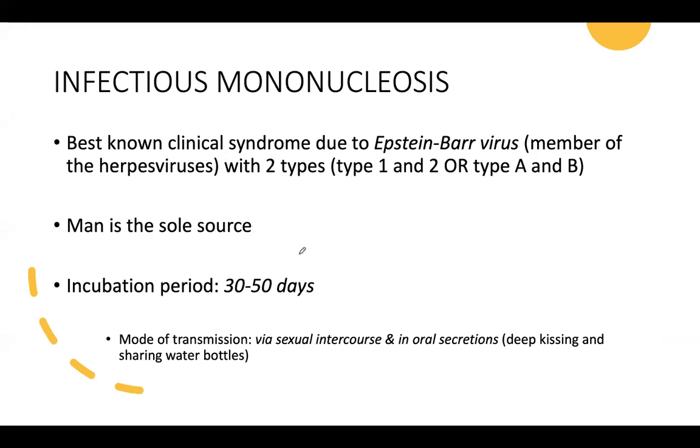Now, the best known clinical syndrome which is associated with Epstein-Barr is infectious mononucleosis. And I want you to remember by heart that infectious mononucleosis can either be heterophil positive or it can be heterophil negative. Now, for infectious mononucleosis, the sole source is going to be man. It has a pretty long incubation period, which is as long as 30 to 50 days.